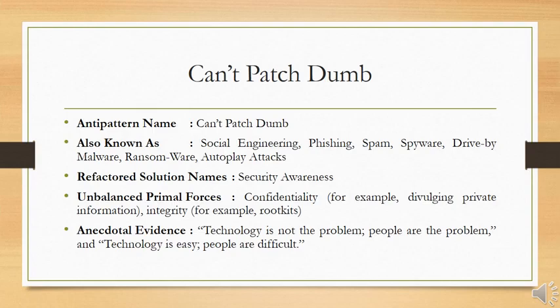Can't Patch Dumb. The antipattern name is Can't Patch Dumb. It is also known as social engineering, phishing, spam, spyware, drive-by malware, ransomware, autoplay attacks. Refactored solution name: security awareness. Unbalanced primal forces: confidentiality, for example, divulging private information, and integrity, for example, it can be rootkits. Anecdotal evidence: technology is not the problem, people are the problem, and the technology is easy, people are difficult.